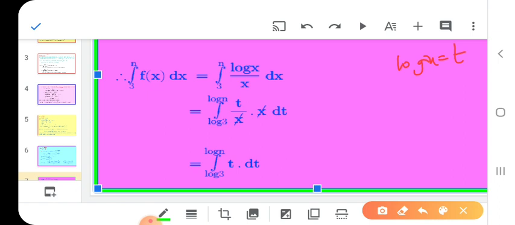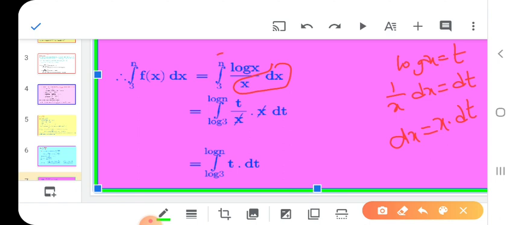Differentiating with respect to x, what do we get here? 1 by x dx equals dt. Now I substitute for dx. Here dx equals what? x into dt. If you change the variable from x to t, we should change the limit values also.